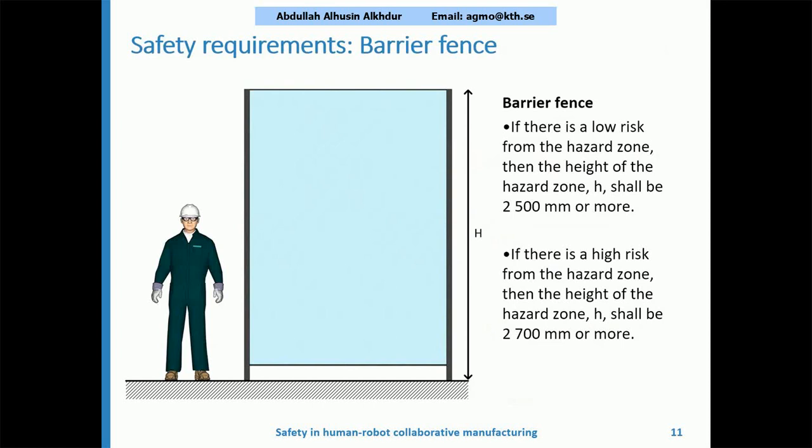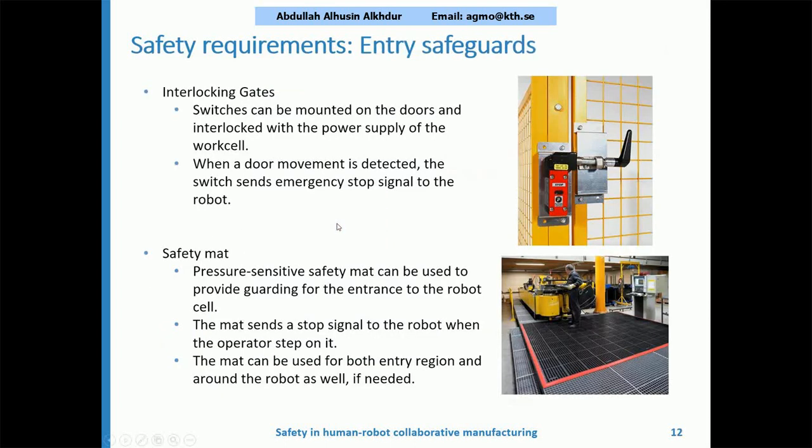And in the other case, if we have a high risk hazard zone, then the height needs to be elevated to 2.7 meters or more to guarantee a safe fence so the operator can work in that environment. There are also different aspects of safety.